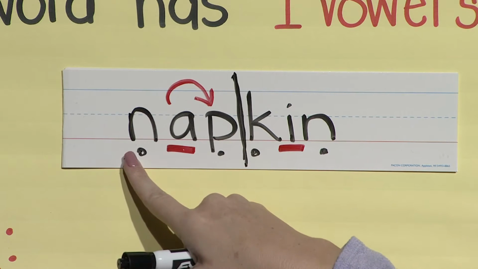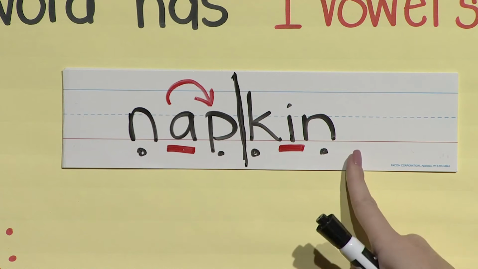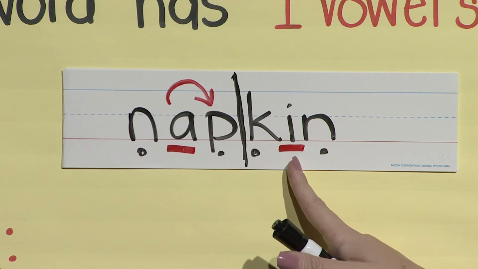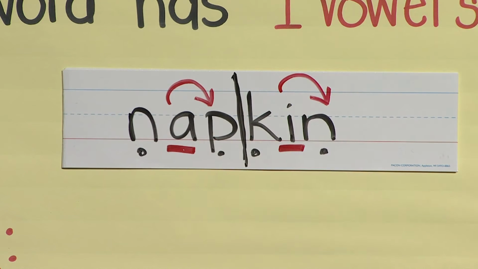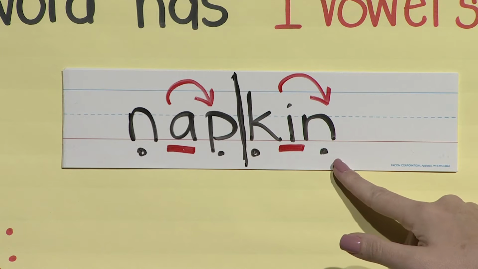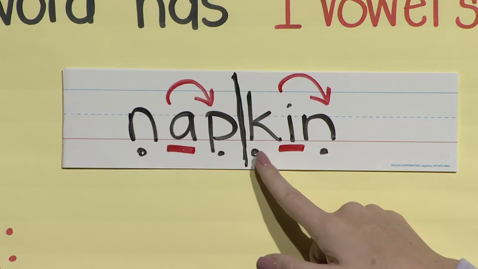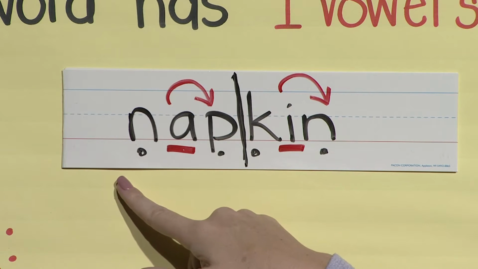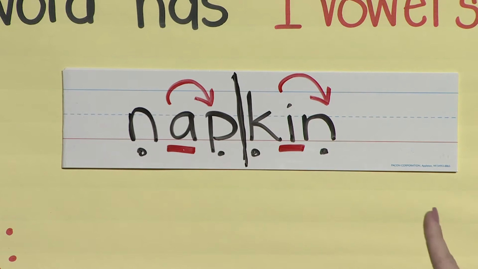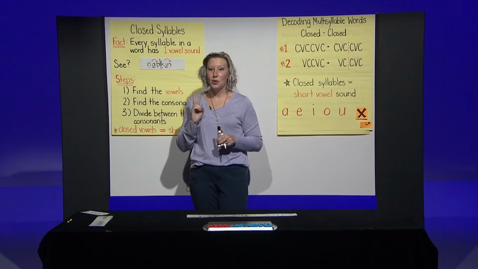Let's sound this syllable out. N, ap, nap. We know one syllable of our word is nap. What about this syllable? Let's look and see if our vowel is going to make a long or short sound. Remember, we learned that if a vowel is followed by a consonant, it makes a short vowel sound. My vowel I is followed by consonant N. So I know my I will make the short I sound. Let's sound this syllable out. K, in, kin. Now I want to put my two syllables together to find what my word is. Napkin, napkin. We figured out the word. Our word is napkin. Napkin is a two-syllable word.